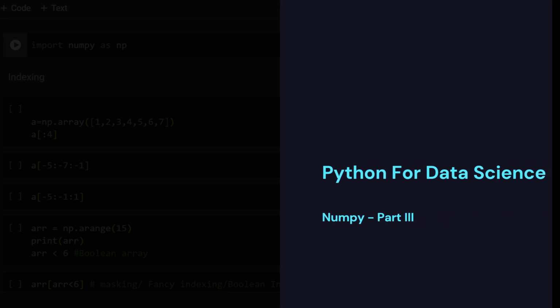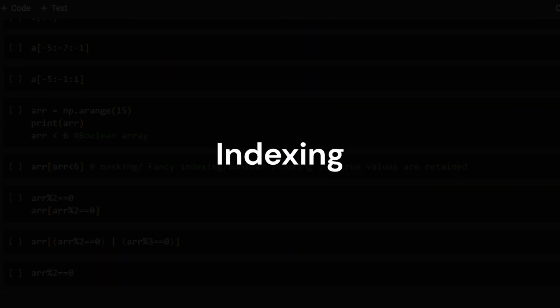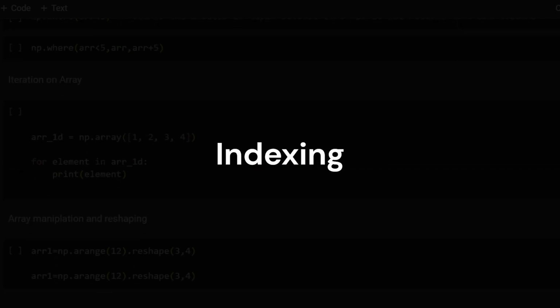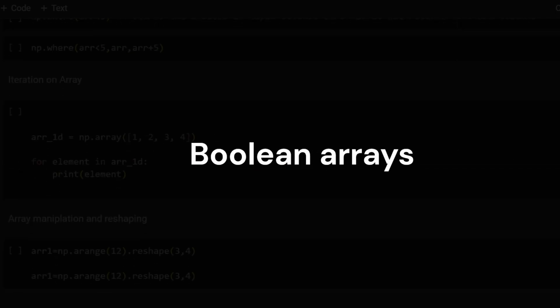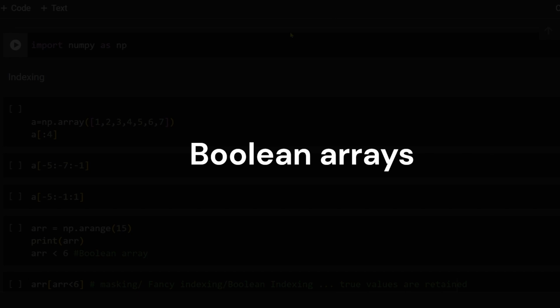We are in the Python for data science module, and today's topic of discussion would be indexing on NumPy arrays. Then we will have a look at what is a Boolean array, and proceeding further we will have a look at whether we can iterate on a NumPy array, and then we will have a close look at how to manipulate and reshape NumPy arrays. So let's jump in.